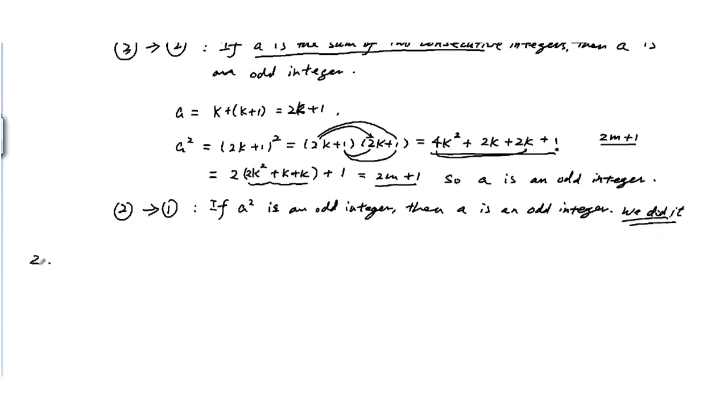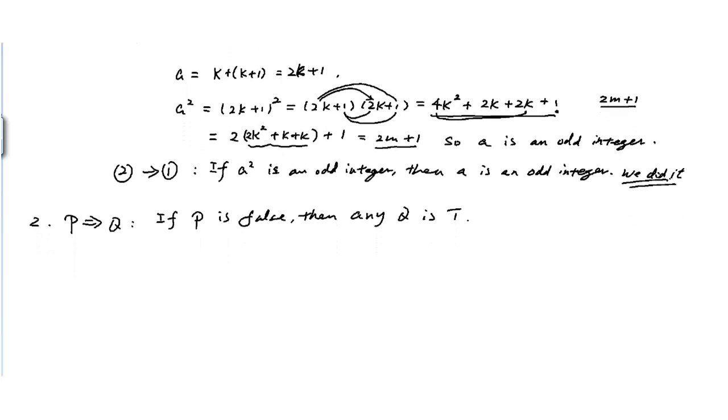The second case about implication, P to Q. We mentioned that before. If P is false, then any Q is true. Okay, so when we talked about the truth table, remember? Okay, so let's look at what we mean here by an example.